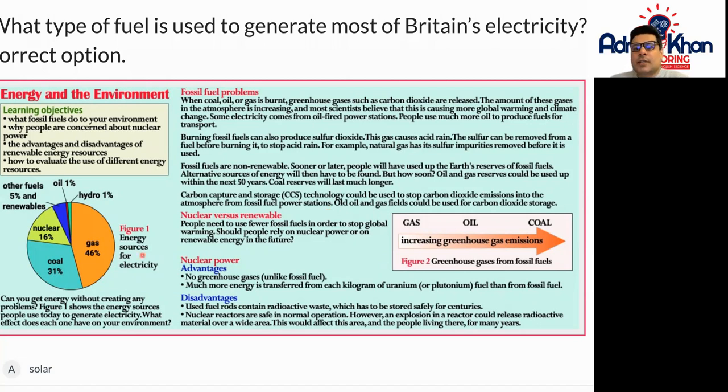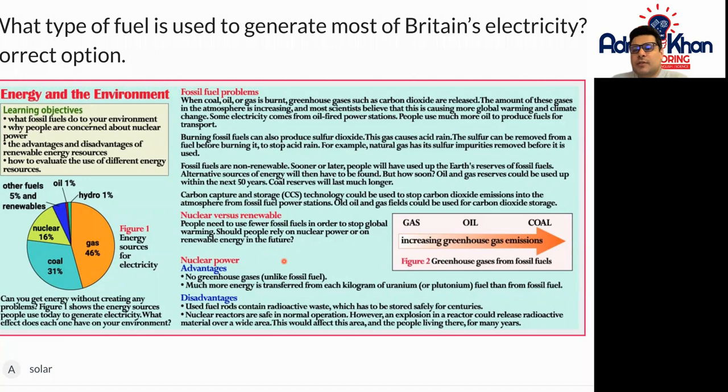Nuclear versus renewable energy. People need to use fewer fossil fuels in order to stop global warming. The fossil fuels that they use have to be far, far fewer if we're even to consider the reduction in global warming. So should people rely on nuclear power or on renewable energy in the future? There are advantages and disadvantages of using nuclear power. Firstly, there are no greenhouse gases produced from nuclear energy, which is an advantage. Unlike oil, gas, and coal, there are no greenhouse gases that are produced.